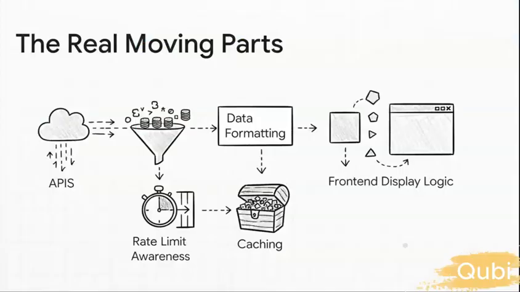To build something that's actually solid, you're juggling a few key pieces. You've got APIs to get the data, you need a way to format it, you have to worry about rate limits so you don't get blocked, then there's caching to keep your site from crashing, and finally, the logic to make it all look good on the screen. And trust me, every single one of these is a potential point of failure.